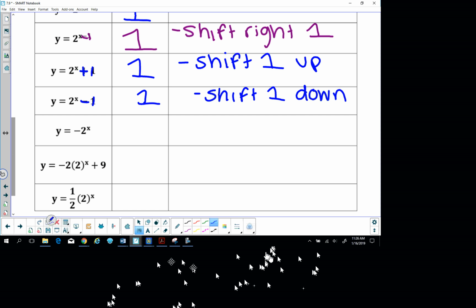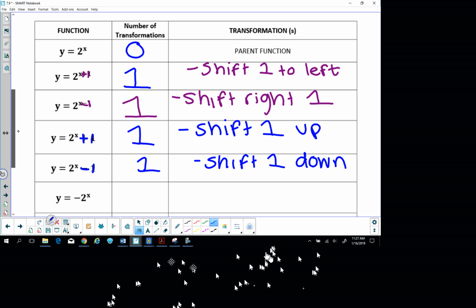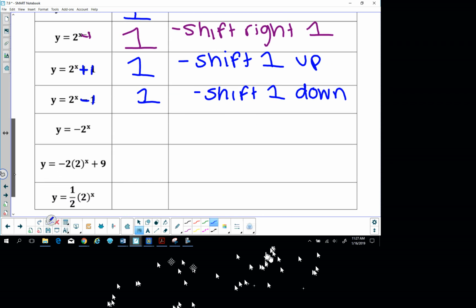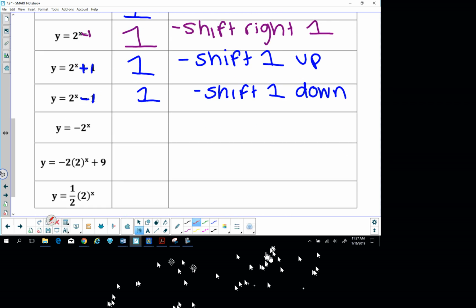When there's just a negative in front of it, what does that do? What does it do? Reflects over x-axis. Reflects over x-axis, or it becomes a negative Nancy, right? So this negative means it's reflecting over the x-axis. Or it becomes a negative Nancy.